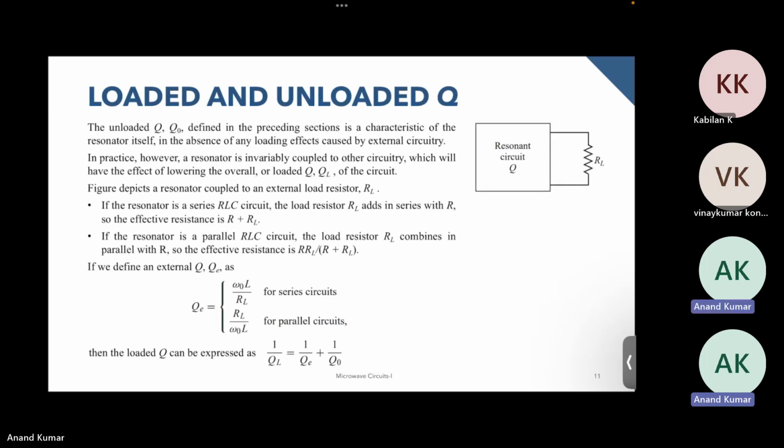Then we did a small discussion on loaded and unloaded Q. So we defined the quality factor for just the system over here as Q naught, and the total thing as Q or QL, and for the external circuit, the Q was QE. So these are the terms we defined, and we derived this expression over here that 1 by QL is equal to 1 by QE plus 1 by Q naught, and this holds for both series and parallel circuits.